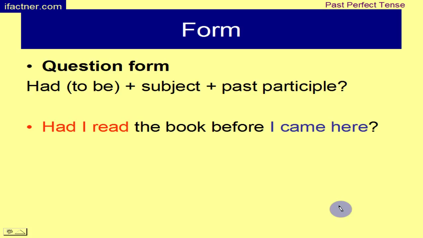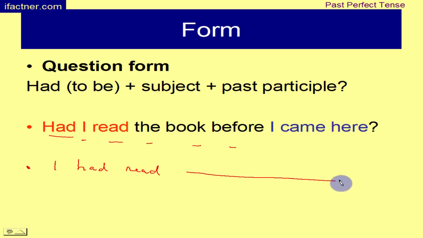Now let's see the question form of past perfect tense. The example is, had I read the book before I came here? If we recall that the affirmative form is I had read the book before I came here, for question form, we interchange had with the subject.